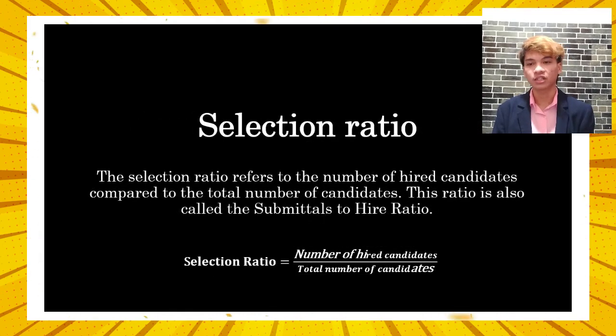Next one is the selection ratio. This refers to the number of hired candidates compared to the total number of candidates. This ratio is also called the submittals to hire ratio. The selection ratio is very similar to the number of applicants per opening. When there's a high number of candidates, the ratio approaches 0. The selection ratio provides information such as the value of different assessment and recruitment tools and can be used to estimate the utility of a given selection and recruitment system. To quantify the selection ratio, divide the number of hired candidates by the total number of candidates.